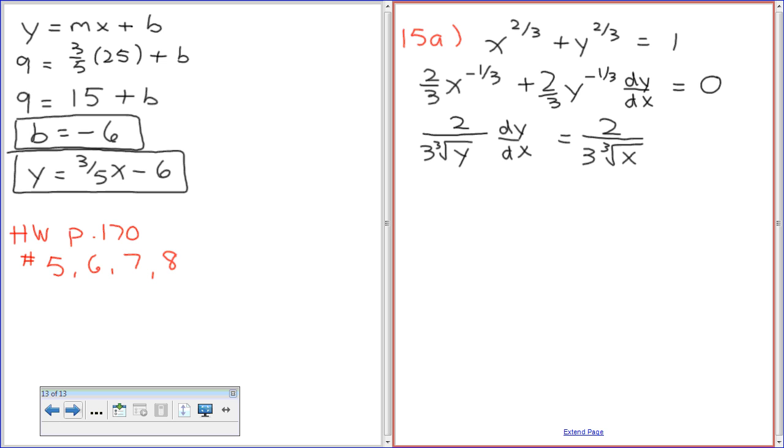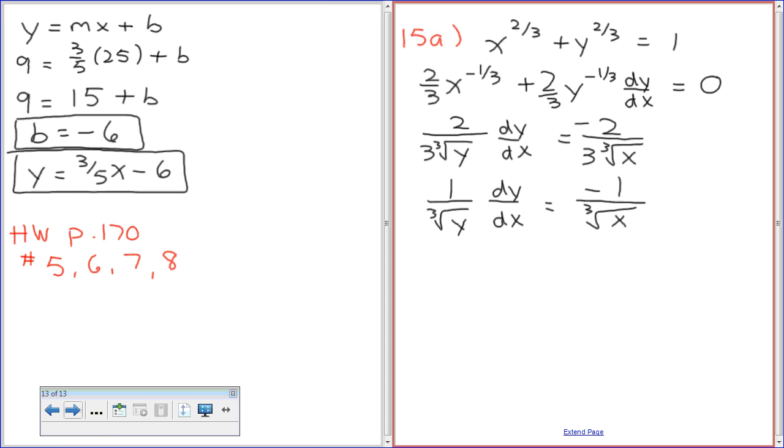Okay, I'm going to try and make this easier for you guys right now, because my goal is to make your life easier. If I have 2/3 on the left and I have 2/3 on the right, Matt, what can I do? Cancel, you can multiply them both by 2/3, so cancel. Yes. Thank you. So this is going to be just 1 over the cube root of y, dy over dx, equals -1 over the cube root of x.